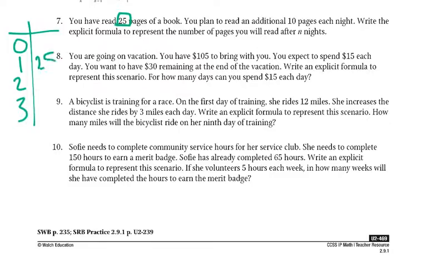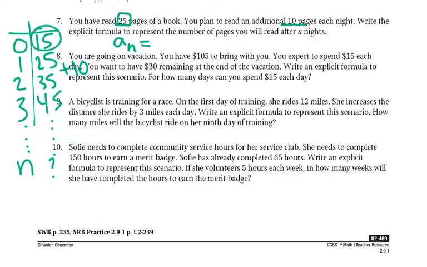So if I make a table, my first term would be 25, and I'm adding 10. So my common difference is adding 10. So 35, 45, and so on, right? Till we get to the nth term. So going backwards to the 0 term would be 15. So I would go a sub n equals my starting number, 15, plus my common difference, 10, and we just keep adding 10 to each one, right? So that would be n.